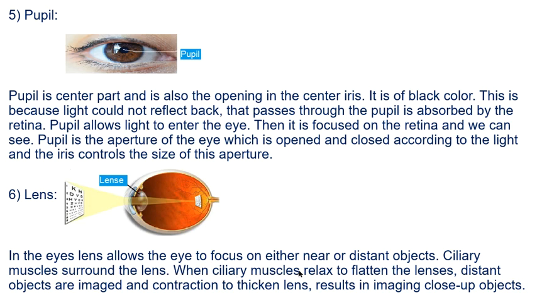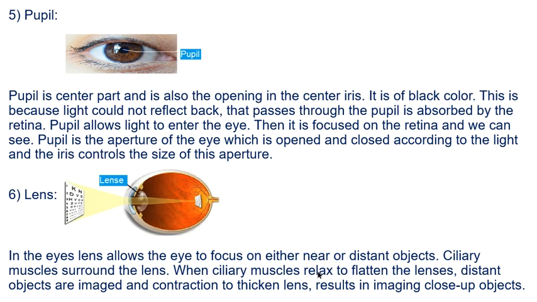Fine. When the ciliary muscles relax to flatten the lenses, distant objects are imaged, and contraction to thicken the lenses results in imaging close-up objects. What does that mean? Here ciliary muscles are holding up this lens. Now when these muscles relax, what will happen? They will be in the natural position, relaxed. So what will happen? The lens will be flattened. The lens will become flat.